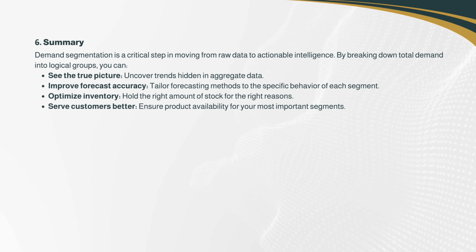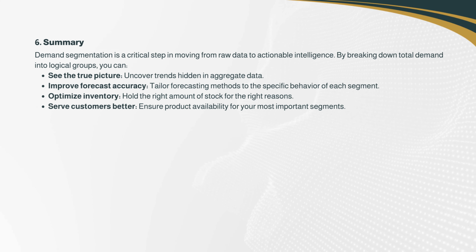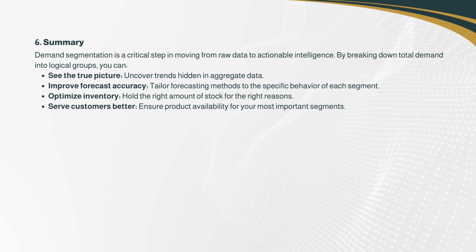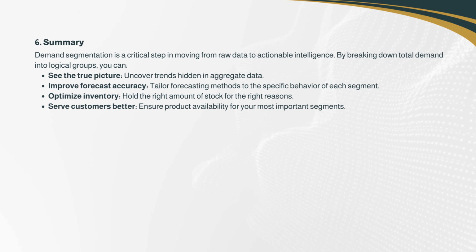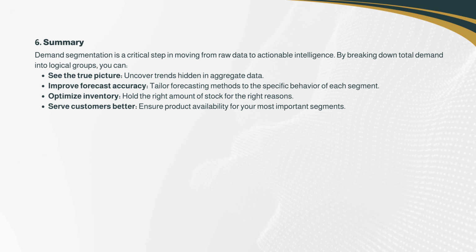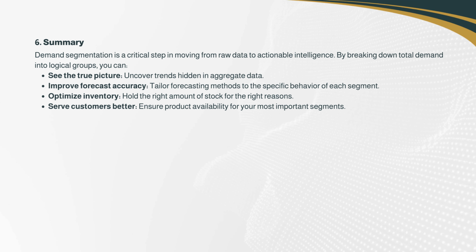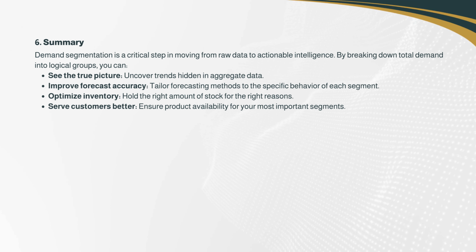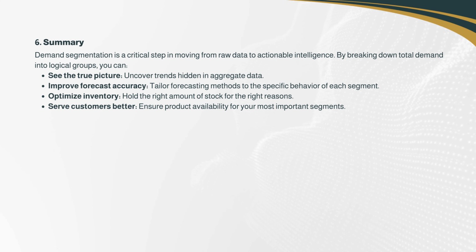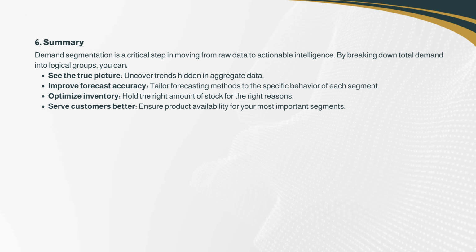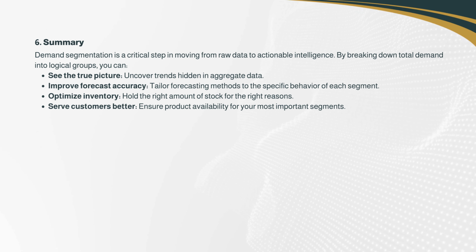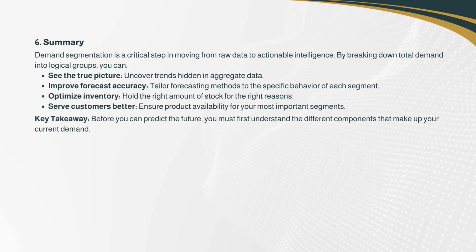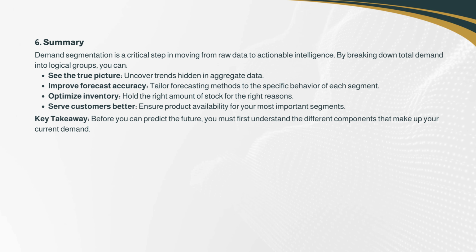6. Summary. Demand segmentation is a critical step in moving from raw data to actionable intelligence. By breaking down total demand into logical groups, you can see the true picture, uncover trends hidden in aggregate data, improve forecast accuracy, tailor forecasting methods to the specific behavior of each segment, optimize inventory, hold the right amount of stock for the right reasons, serve customers better, ensure product availability for your most important segments. Key takeaway. Before you can predict the future, you must first understand the different components that make up your current demand.